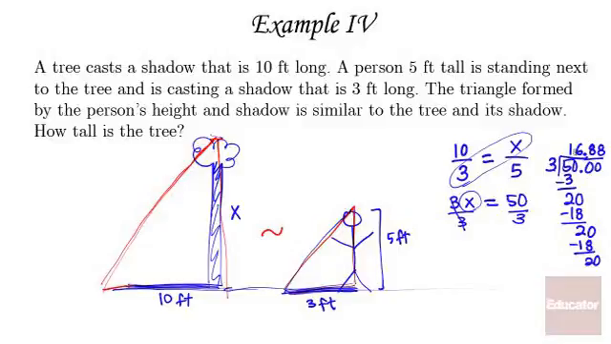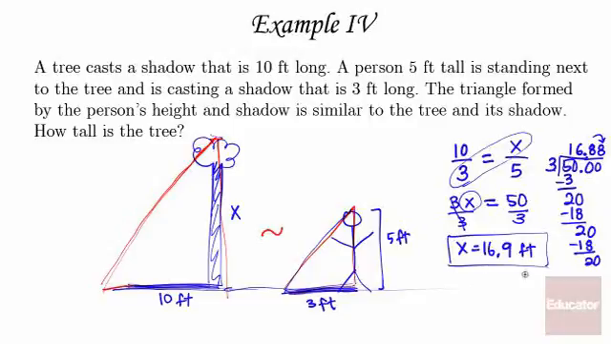So it depends on how many decimal numbers after the decimal point your teacher wants. But otherwise, you can just probably leave it as 16.89 or maybe 16.9 if we're going to round this. Okay, so the x, or the tree, is 16.9, almost 17 feet tall.